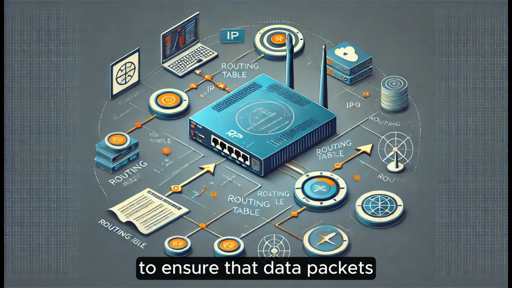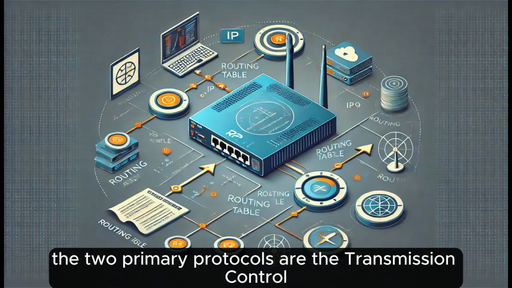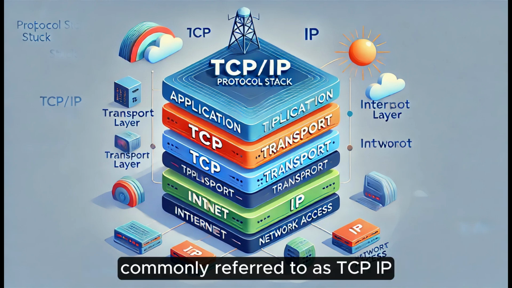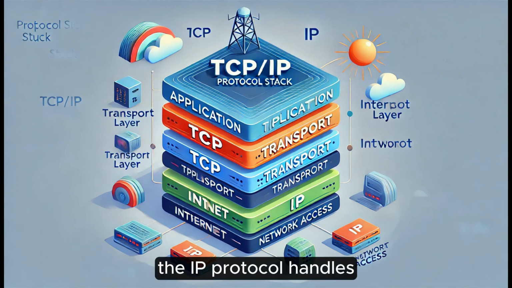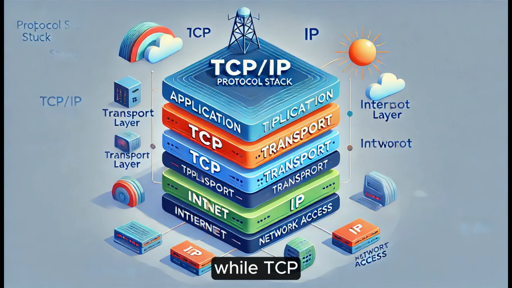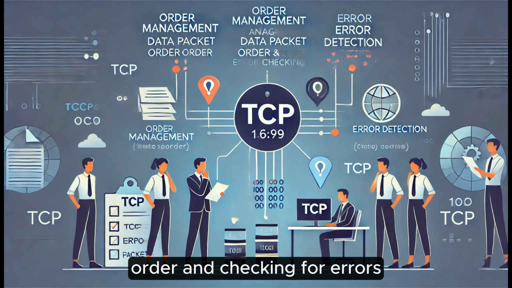To ensure that data packets reach their destination correctly, several protocols work together. The 2 primary protocols are the Transmission Control Protocol, TCP, and the Internet Protocol, IP, commonly referred to as TCP/IP. The IP protocol handles the addressing and routing of packets, while TCP ensures reliable delivery by managing the data packets' order and checking for errors.